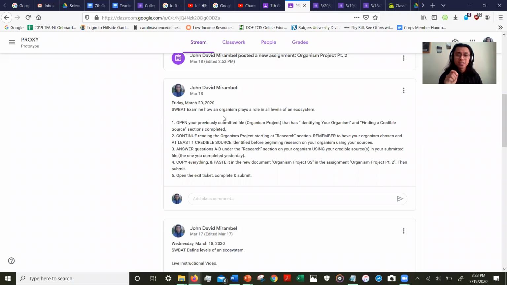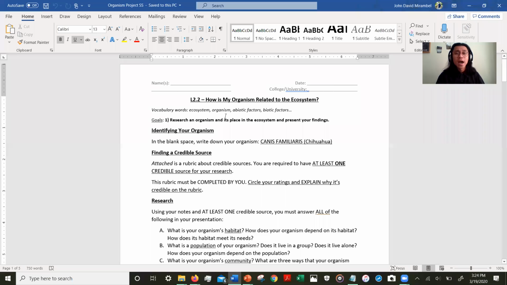Today's objective is to examine how your organism plays a role in all levels of an ecosystem. The first step is to open your previously submitted file, so yesterday's assignment, that has your identifying your organism and finding a credible source sections completed. Now, it should look a lot like this. This is my own copy. You can find your own copy in the previous assignment. If you have trouble accessing it, you let me know immediately.